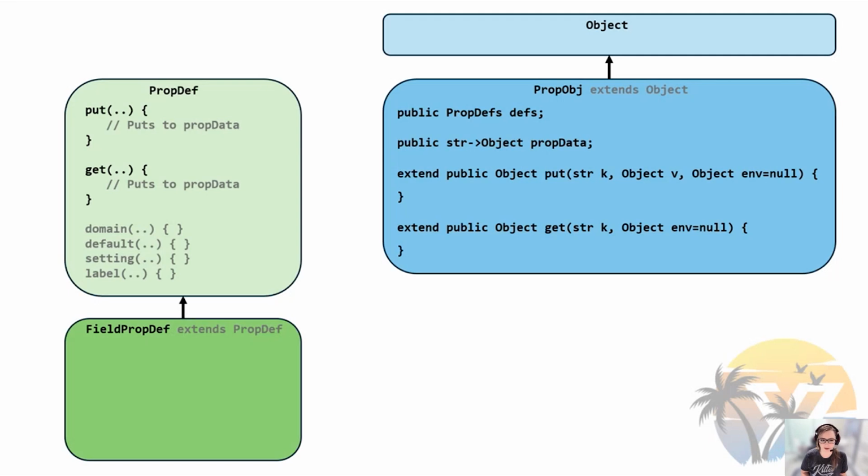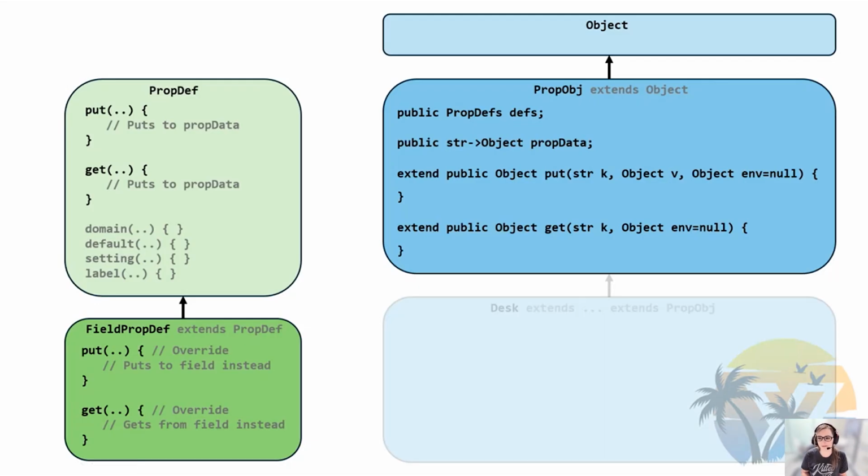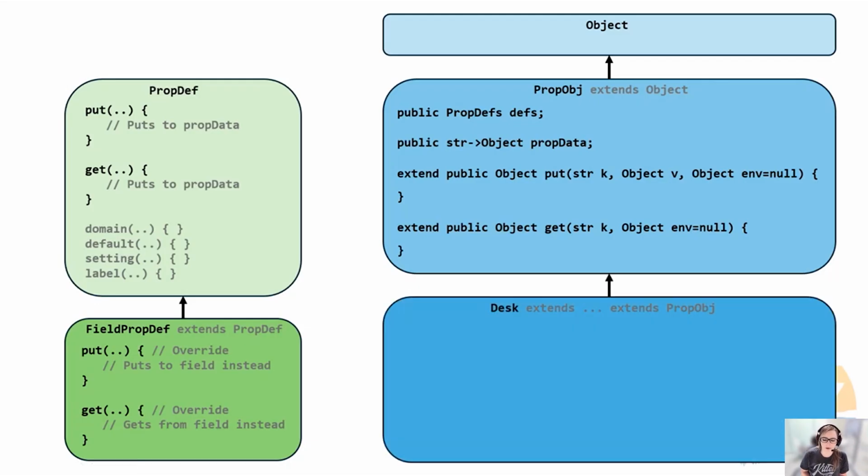Field PropDef is a subclass of PropDef. This basically just overrides put and get and references a field instead of the prop data on your prop object. There's going to be a few more parent classes in between probably, but essentially your subclasses will end up being leaf classes of prop object.